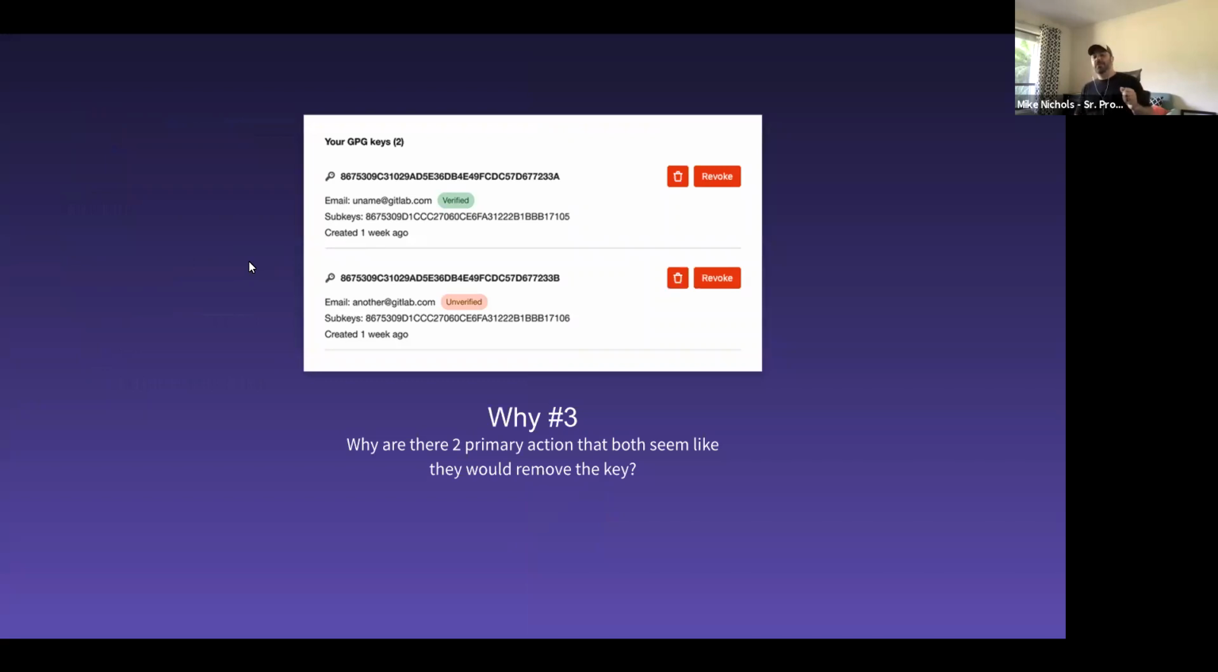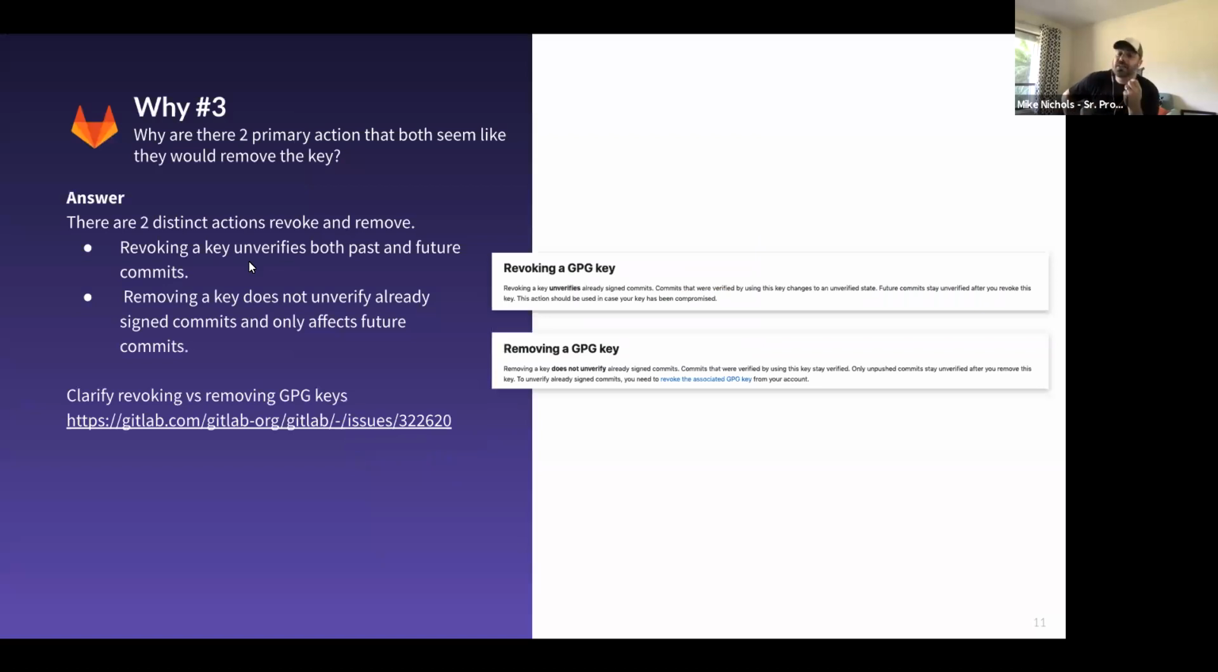I'm sure some of you have already noticed this when you were looking at the screenshots. Why are there two primary buttons, one that says revoke and one that says delete, right? They're both primary buttons and they're both seemingly doing a similar action. So this is one of those things like once you see it, you can't unsee it. So this was the second why, or the third why really. The answer to that question is, it turns out there are really two distinct actions here. There is a difference between revoking and removing the keys.